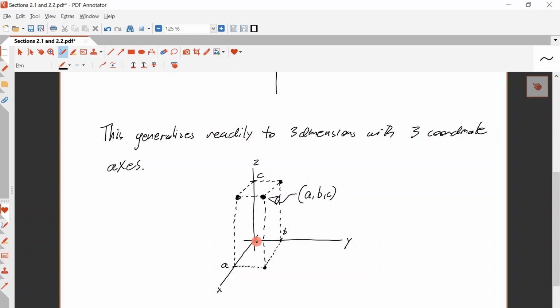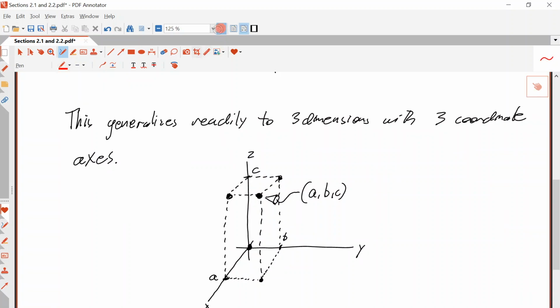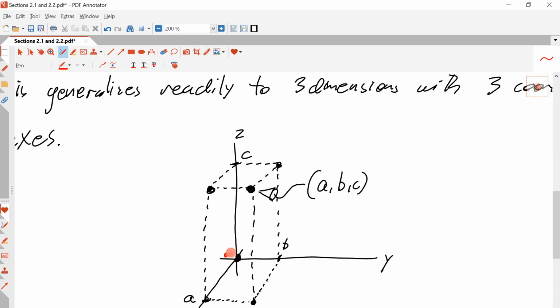So down here is the point 0, 0, 0. This is the point A, 0, 0. X coordinate comes first. 0, B, 0. A, B, 0. A, 0, C. 0, B, C. And then again, this is the point A, B, C.